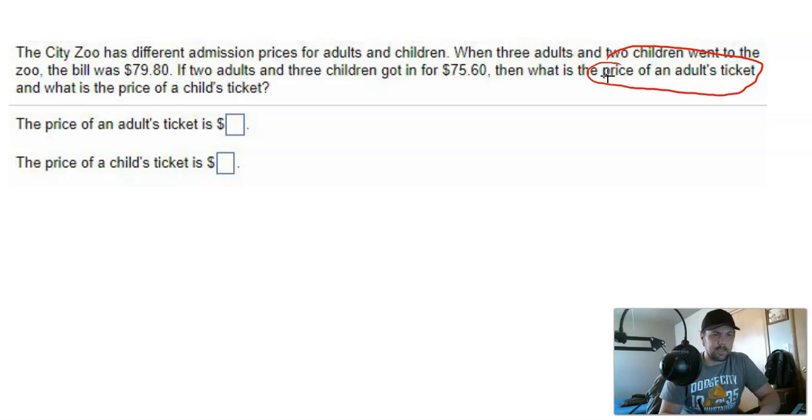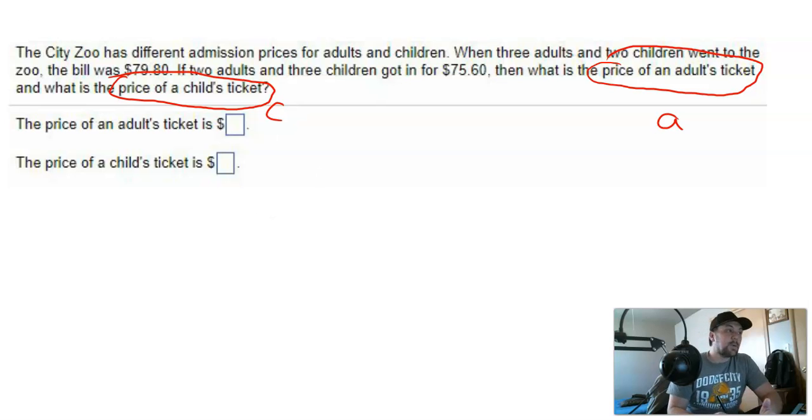So again, be specific here. Don't say, oh, it's adult ticket, child ticket. It's the price of an adult ticket, which I'll call A. You could call it X if you want, but I'm going to just use A for adult, and the price of a child ticket, which I will call C.